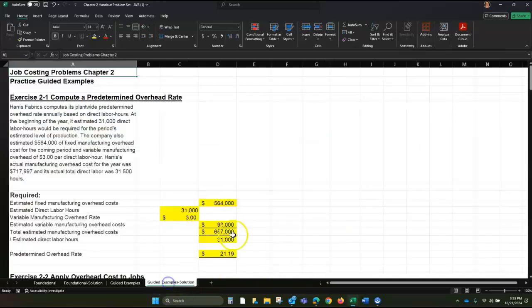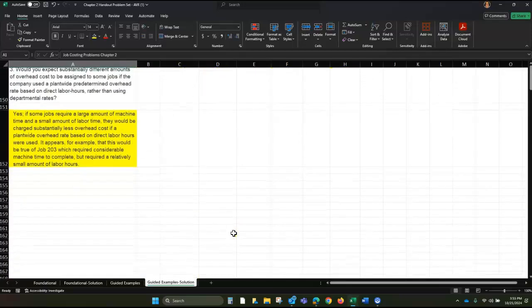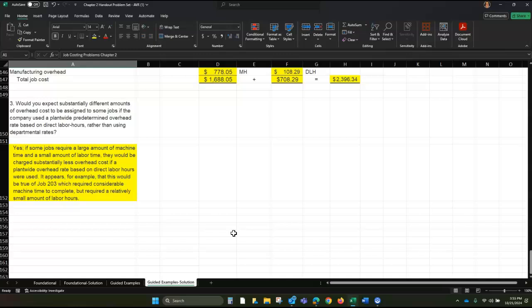And I gave you the author's version of their answer. So yes, if some jobs require a large amount of machine time and a small amount of labor time, they would be charged substantially less overhead costs if a plant-wide overhead rate based on direct labor hours were used. So again, the whole thing here is thinking through what the real driver in a specific department or overall in the company actually is.